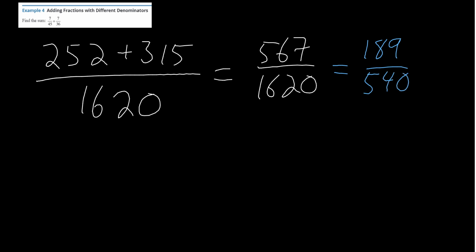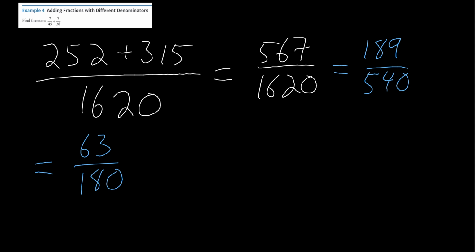Well, we're going to do it again. Is 189 divisible by 3? We're in luck, 189 is indeed divisible by 3. Realistically, I probably could have just divided by 9 to begin with. But anyways, I can divide those by 3. They both go in evenly. 189 divided by 3 is 63, and 540 divided by 3 is 180.